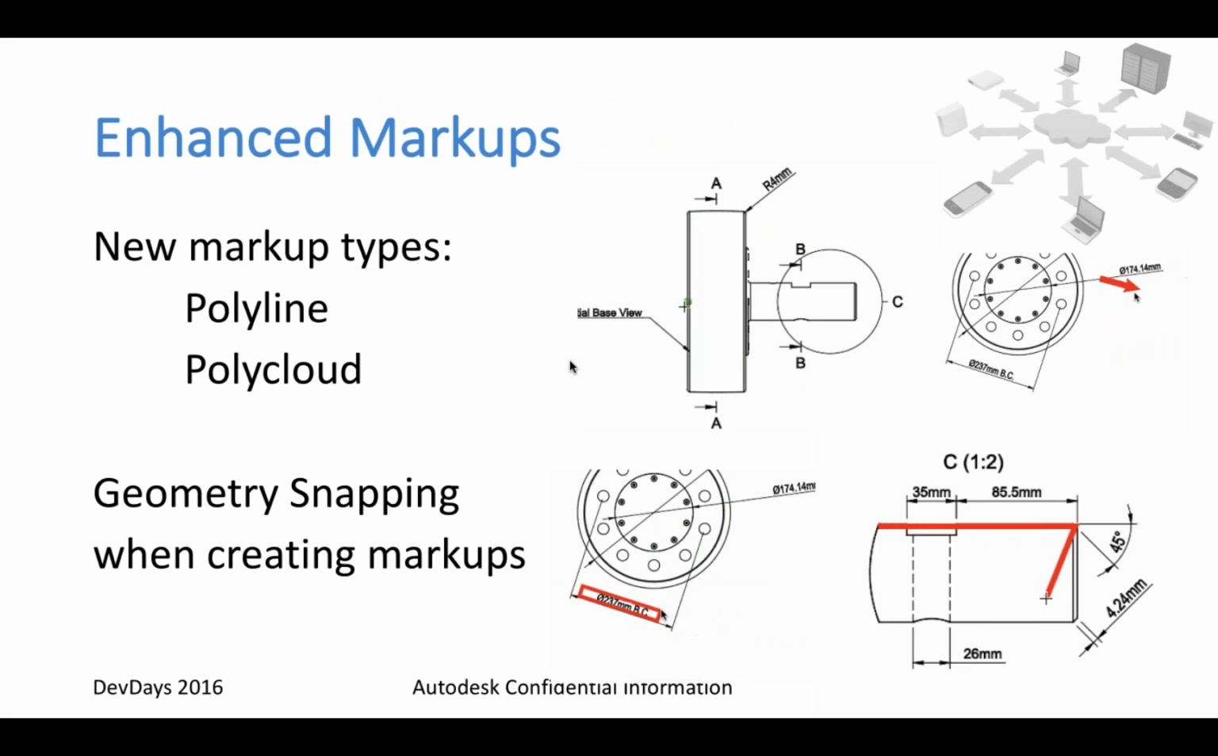All right, another feature are the markups, so the 2D markups that have been enhanced. We added two new markup types, the polyline and the polycloud. You can see those again in animated GIFs. Another feature that has been added to the API is the geometry snapping. So when you create the markup, you can see here that automatically the API will snap to the 2D lines in order to let the user create markups which are aligned with the existing geometry on the 2D drawing.